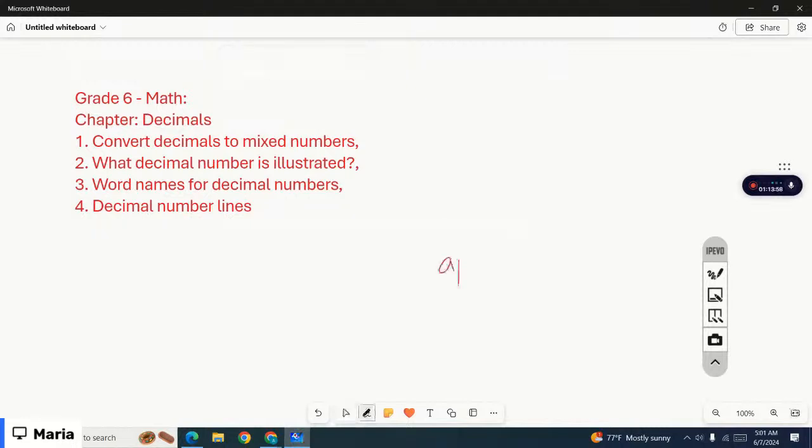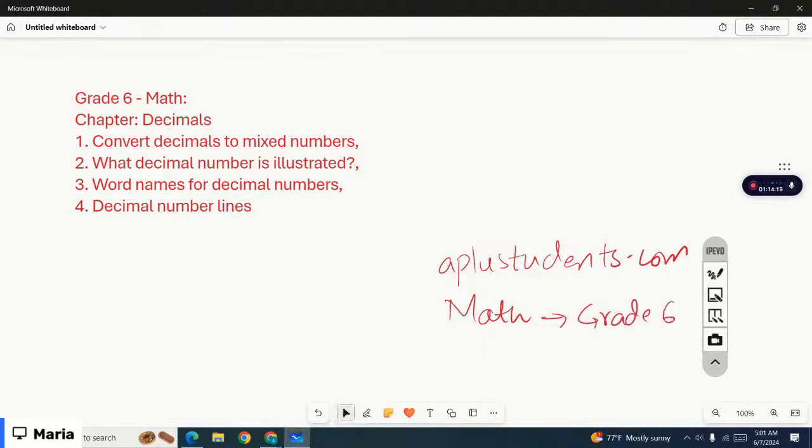You can find all the lessons on aplusstudents.com. You have to log in there using your email address and password as provided by the administrator. Then you have to select math from the subject tab. Scroll down to grade 6 and then click on view all lessons. There you can find a list of the chapters.